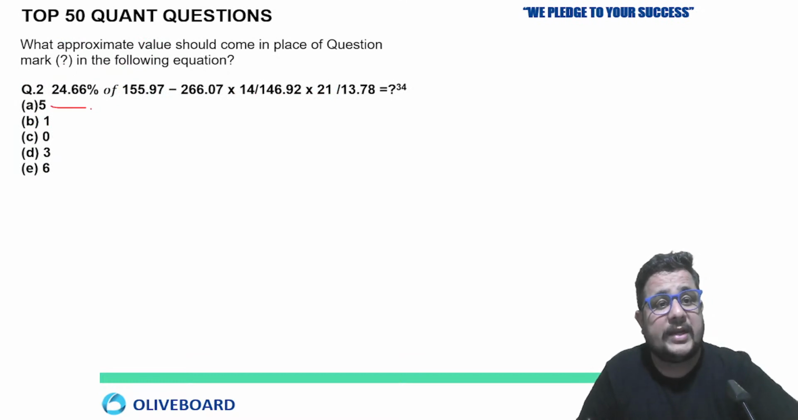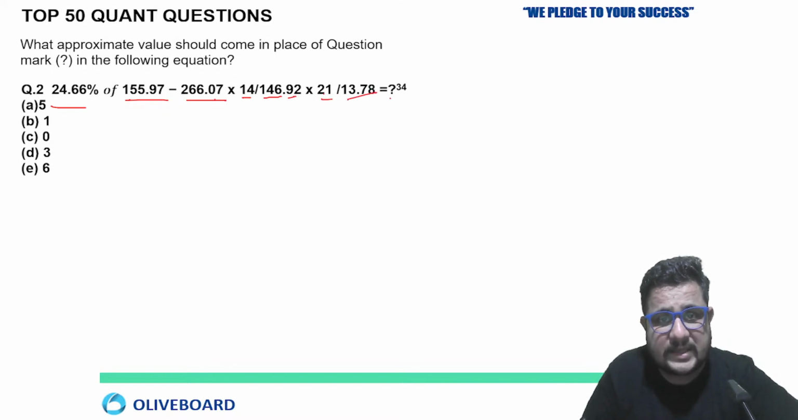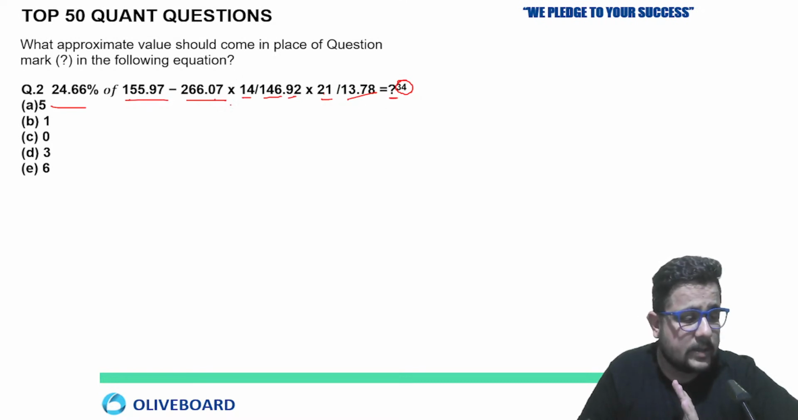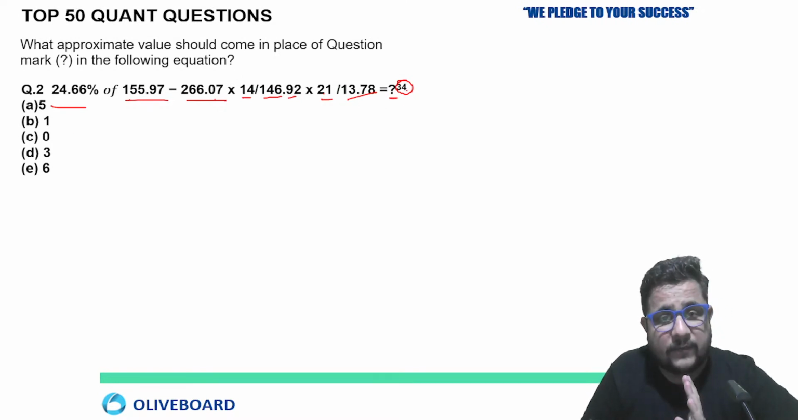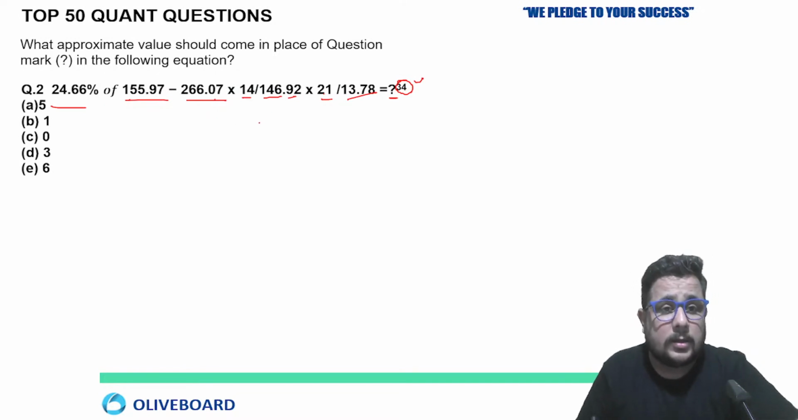Now next, 24.66% of 155.97 minus 266.07 multiply 14 divide 146.92 multiply 21 divide 13.78 equal to question mark to the power 34. To the power 34 we need to calculate. So it is going to be a tougher one, right? First solve this one. That is not tough. They put the power like this or the values like this to make you think about it, whether it is very calculative or not.